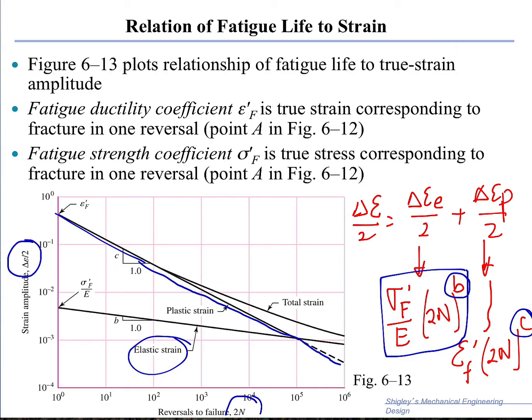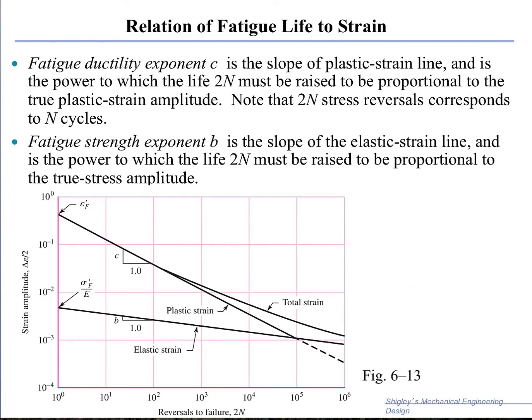So this method allows us to write the total strain as this decomposition with a bunch of parameters. The parameters here include the fatigue ductility exponent, c. So that needs to be measured.